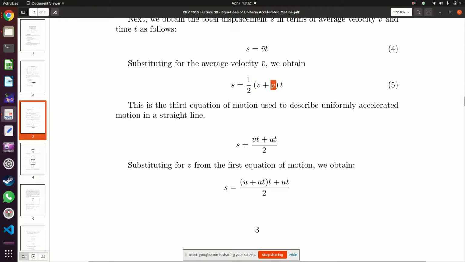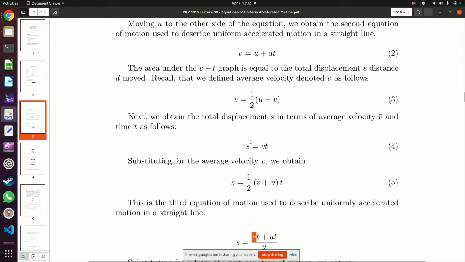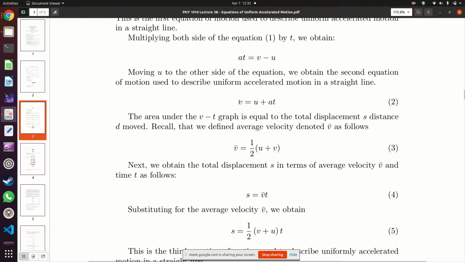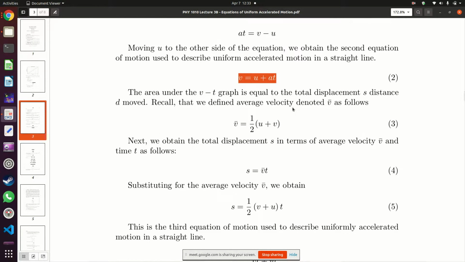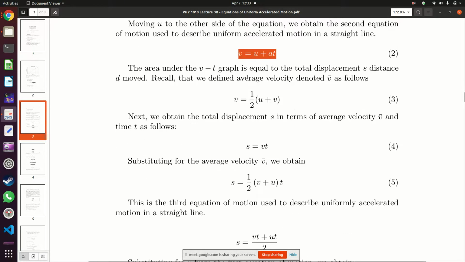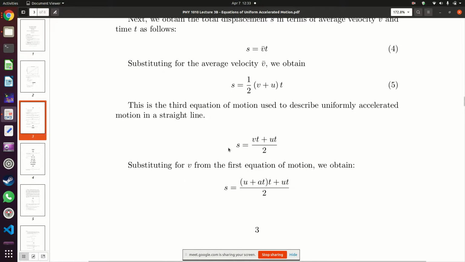This multiplied by that is going to give you ut. So you're going to end up with s is equal to vt plus ut, divided by 2. Now remember that this v, we have already found what v is. v is equal to u plus at. That is equation number 2. So we substitute for v in this expression of s: s is equal to vt plus ut divided by 2. So we substitute for v.